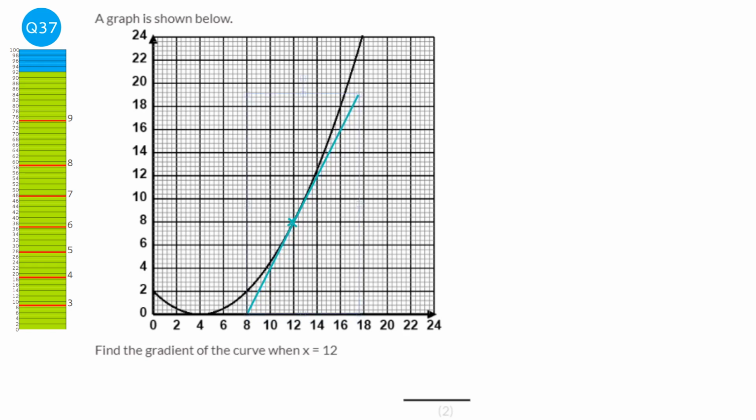And then what you do is work out what the gradient of that line is. So I'm just going to draw a line across and up, and we know that gradient is the change in y over change in x. The change in y is 2, and the change in x is 1. 2 divided by 1 is just 2. So the gradient at x equals 12 is 2.